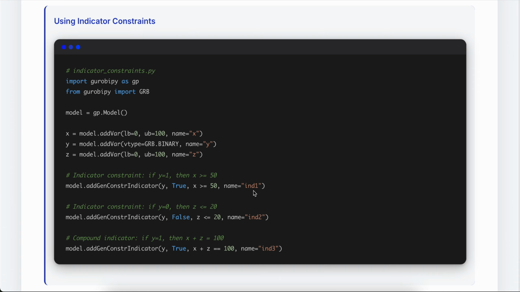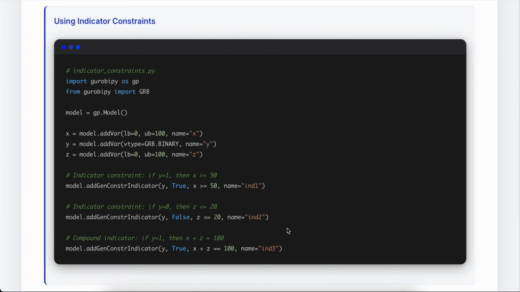Look at that. We pass the binary variable y, the value true, and then the linear constraint. This tells the solver directly to only enforce x is at least 50 if y is 1. We can also do the opposite. Here we tell the solver to enforce z is less than or equal to 50 only if y is false, or 0. And this is much cleaner. It avoids the large coefficients that can lead to rounding errors.